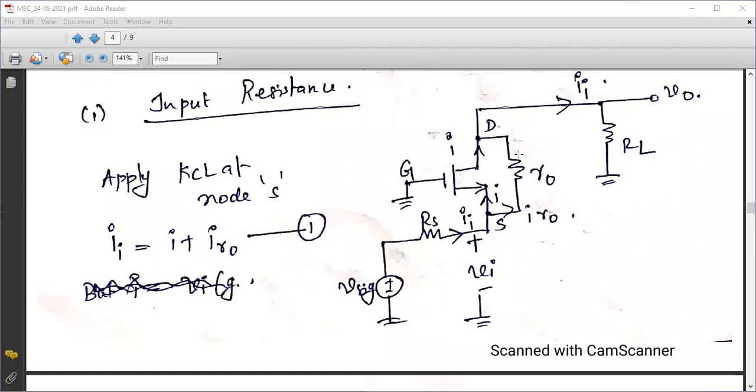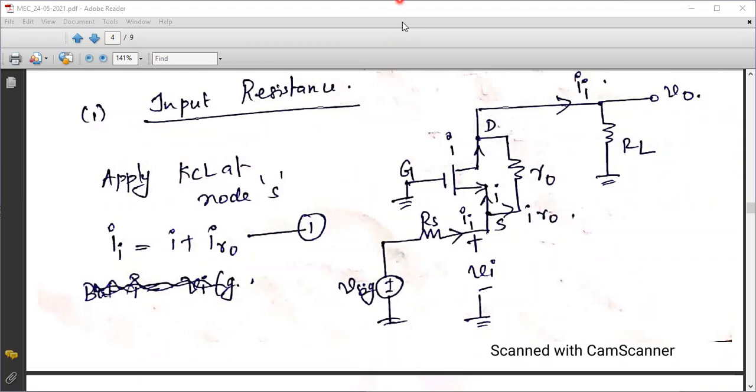Please understand the connection. Where this R0 is connected, one end is connected to the source terminal and another end is connected towards the drain terminal. So accordingly, you find what is the potential difference. What is the voltage available at source and what is the voltage available at the drain? Find the difference divided by the resistance. That will be your current IR0.